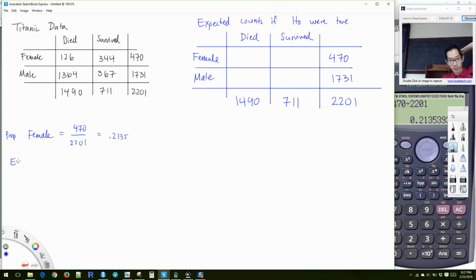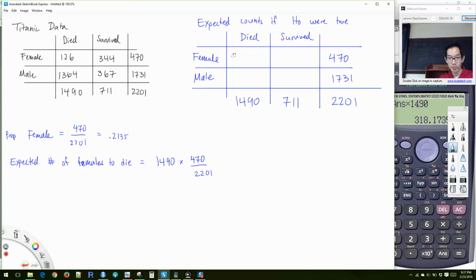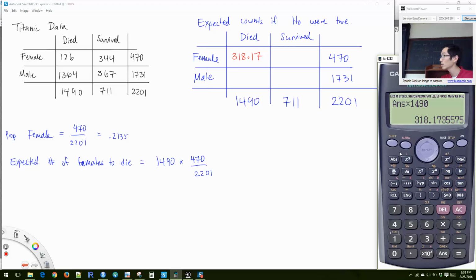So the expected number of females to die would be equal to 1490 times 0.2135, where I can just write 470 divided by 2201. Does that make sense? So I would multiply that by 1490, and I would expect 318.17. So I'm expecting to find 318.17 females to have died.